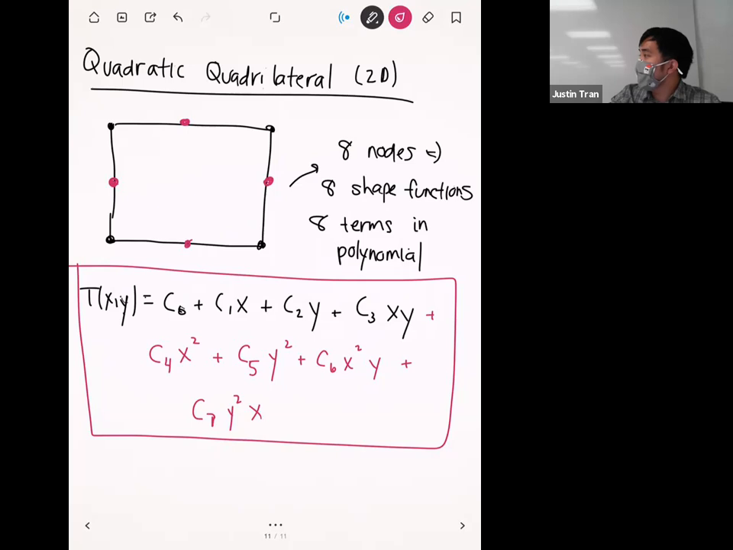Okay. And so you can see that, by making the jump from linear to quadratic, we have a pretty significant increase in the cost, right? And so, whereas for the linear quadrilateral, we had 4 nodes, this one we have 8. And so it's an increase of 2x, right? And so we basically double our cost per node, we double our cost because of this. Okay.